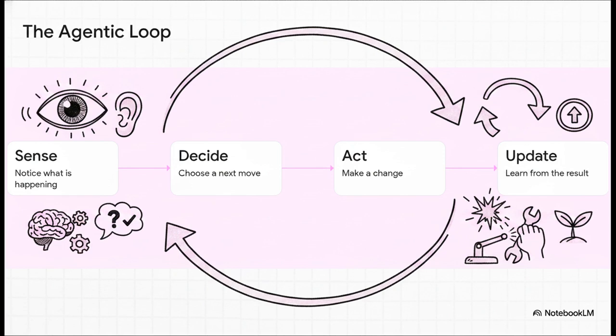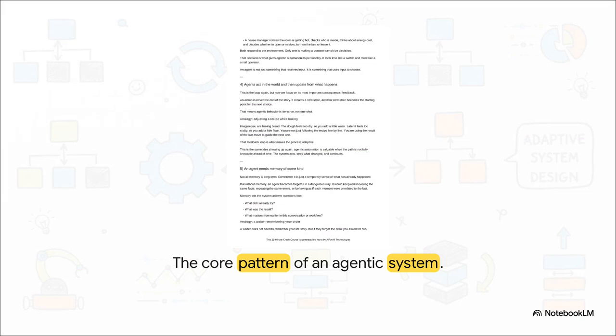And step 4, this is the big one, they update. They learn from the result of their action, even if it's just to figure out what to do in the very next moment. You can totally see why this continuous loop is so powerful. Sensing prevents blind, reckless action. Deciding turns raw information into clear direction. Acting creates the necessary change. And updating, that is what actually makes the system adaptive.